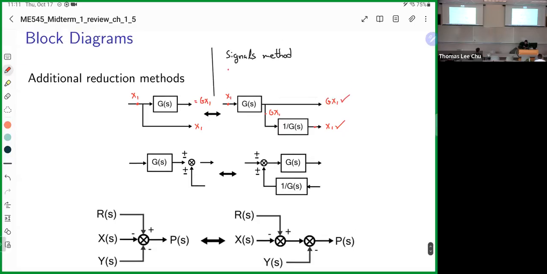So my first hint for signals method is to define a signal either before or after summing junctions, depending on what your goal is at the summing junctions.